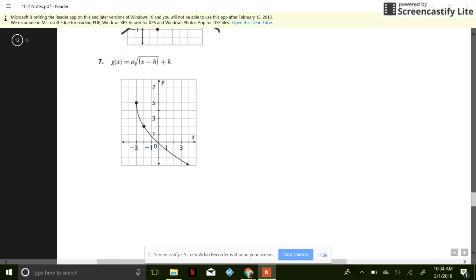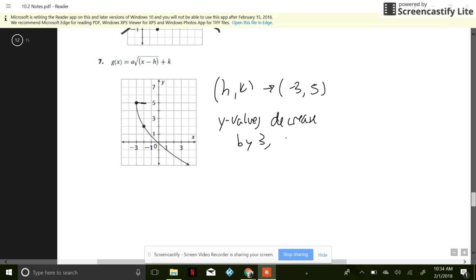Number 7. So first thing we look for is what's our h, k point. In this case, we're at negative 3, 5. And then we look at how the y values are changing. X values increase by 1 as we want, but the y values decrease by 3. So that means a is equal to negative 3.